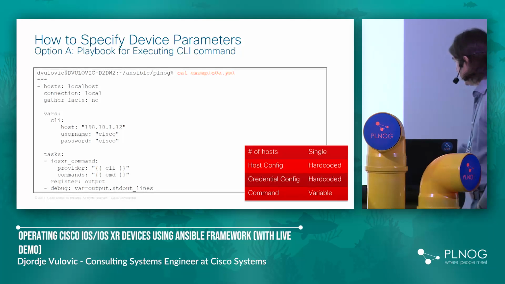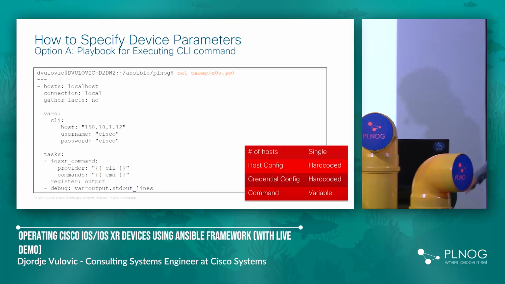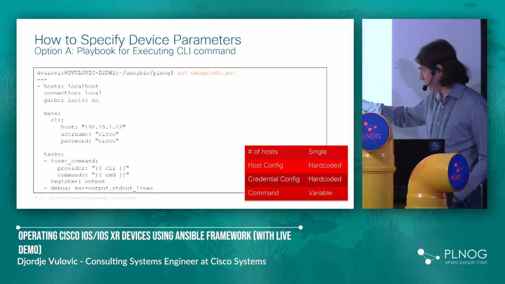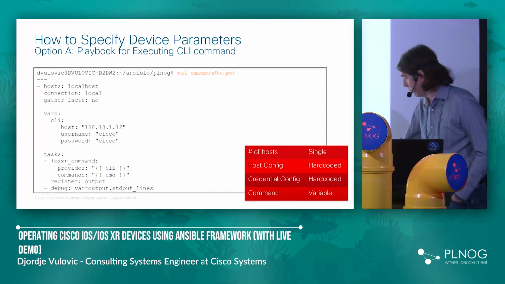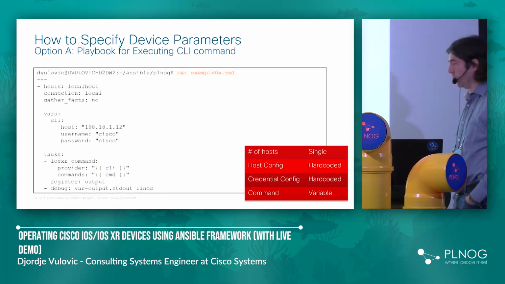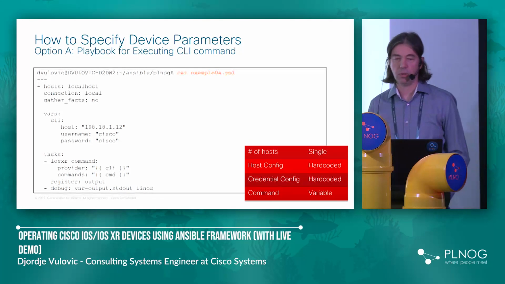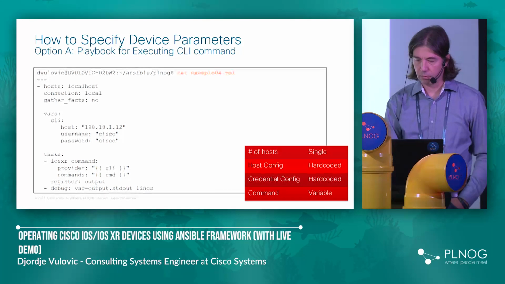So if you look at this red table here, we actually have a very hard-coded number of hosts. It's just a single host on which we execute some command. The command is a variable, and also the credentials are hard-coded, which is, let's say, a first thing.